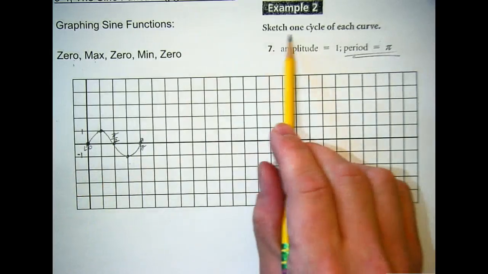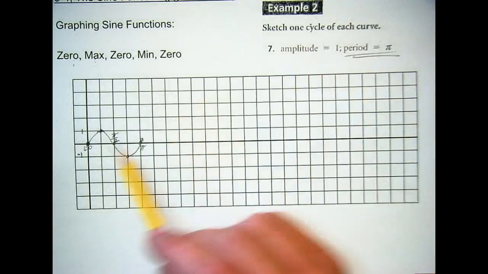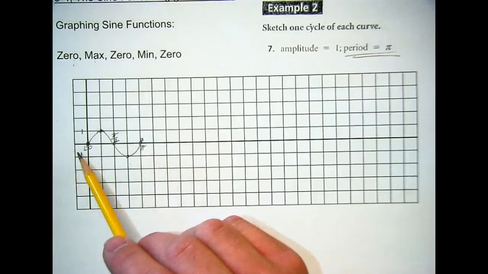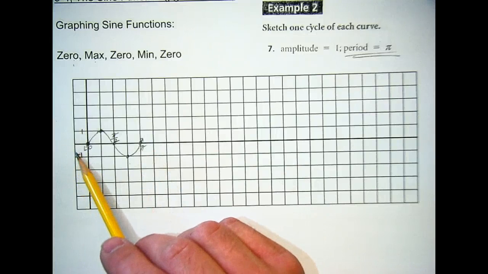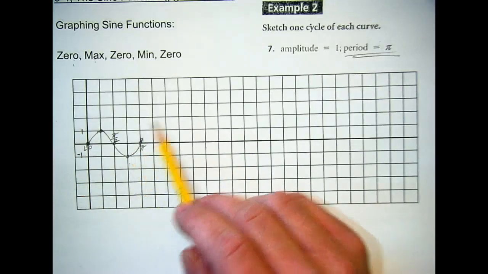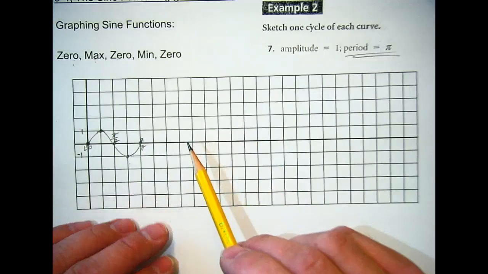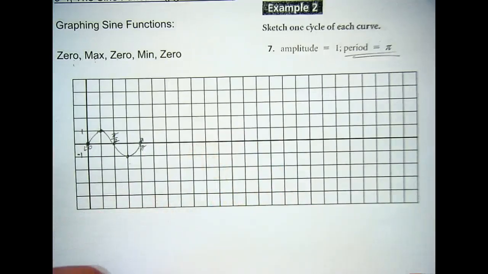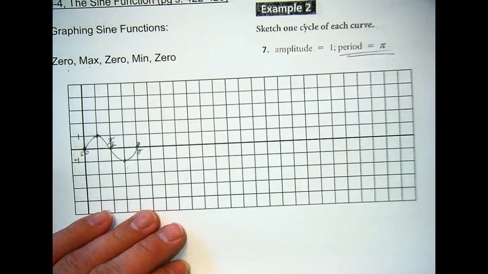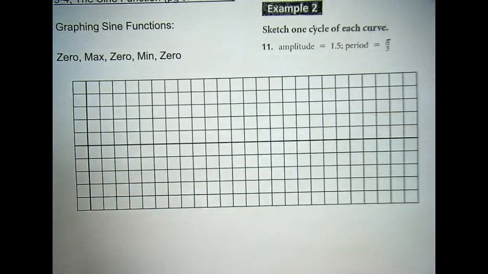So this says only sketch one cycle, right? So that's why we stopped at pi. Usually it'll say graph this from 0 to 2 pi, which means we'd have to sketch how many more cycles? One more cycle. Okay? Questions? How do you think that seems easy? Yeah, I'm hoping so. Okay, let's try this one.